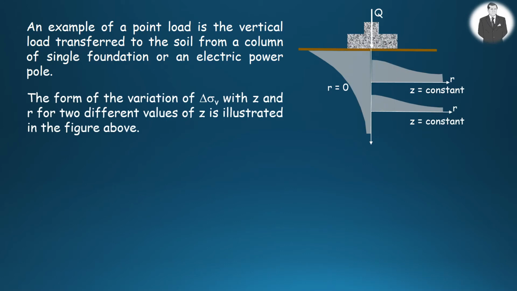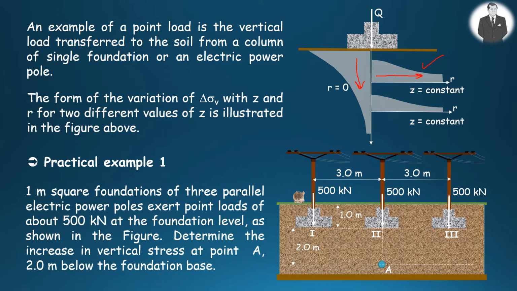It is possible to draw the variation of stress increase vertically and horizontally, as shown in the figure. As we go down or away from the center line of the point load, the stress intensity decreases. Now, let me give you a practical example.